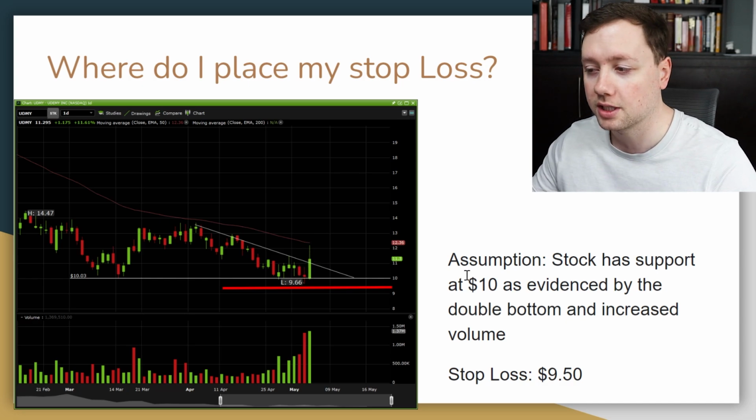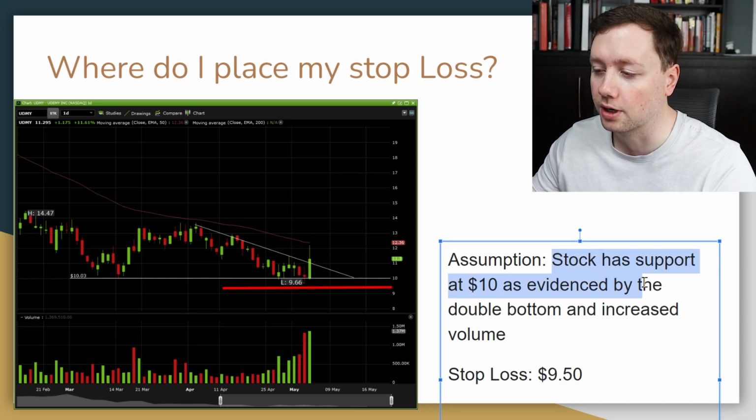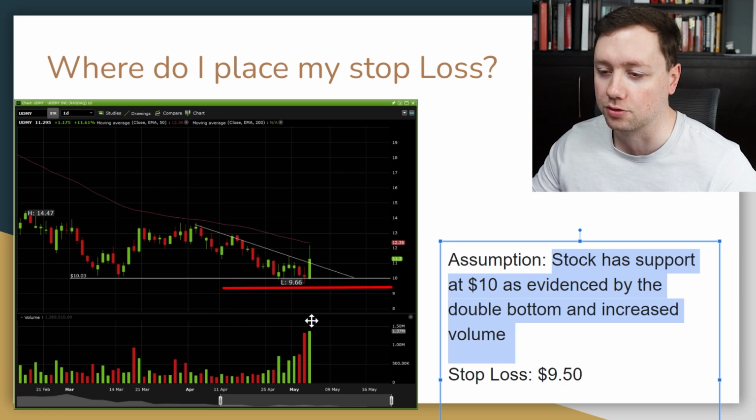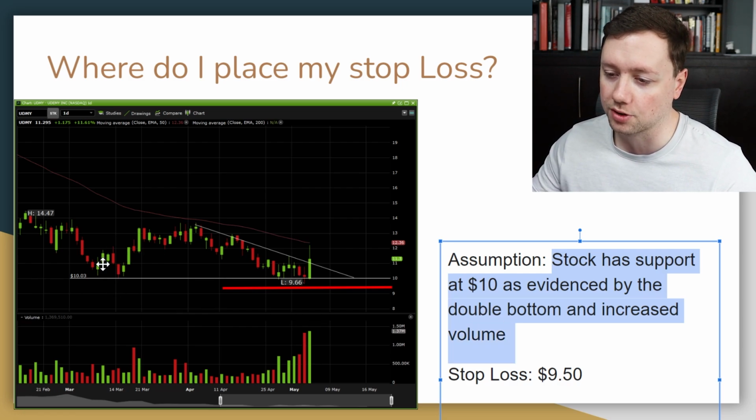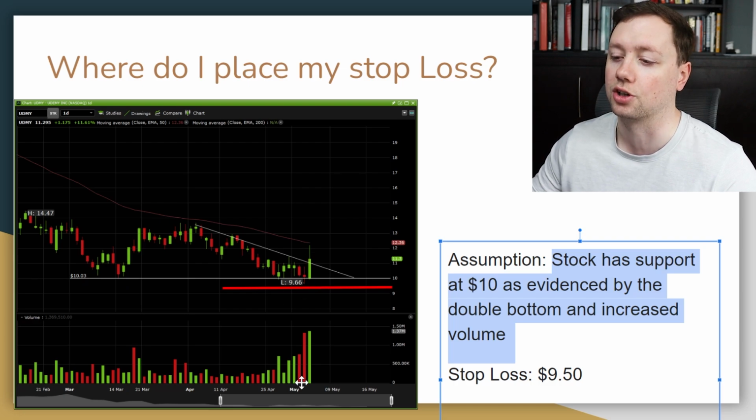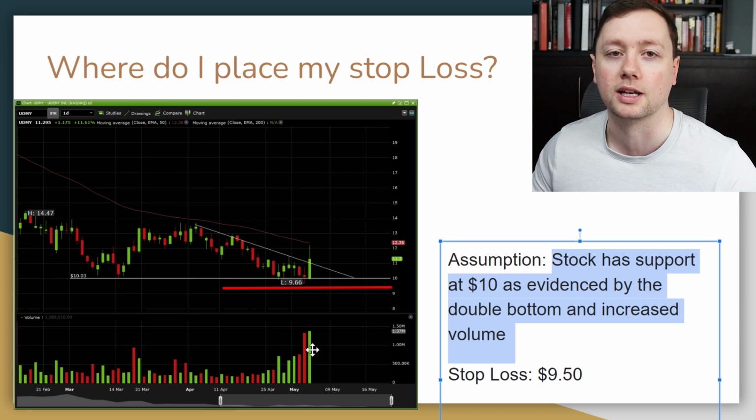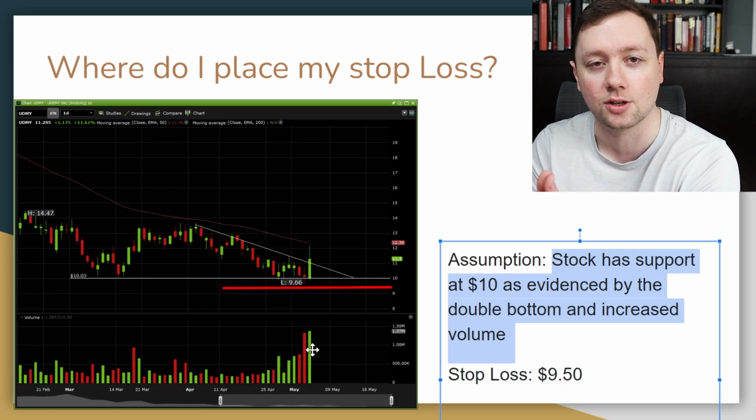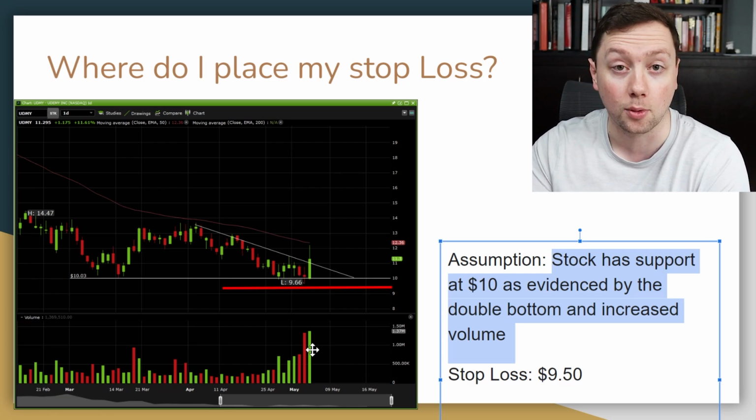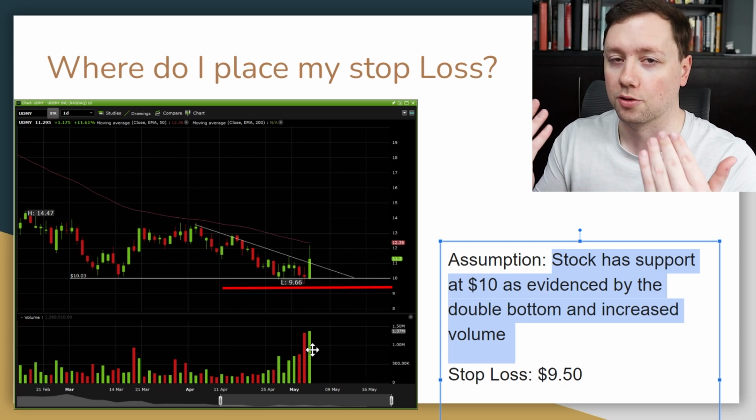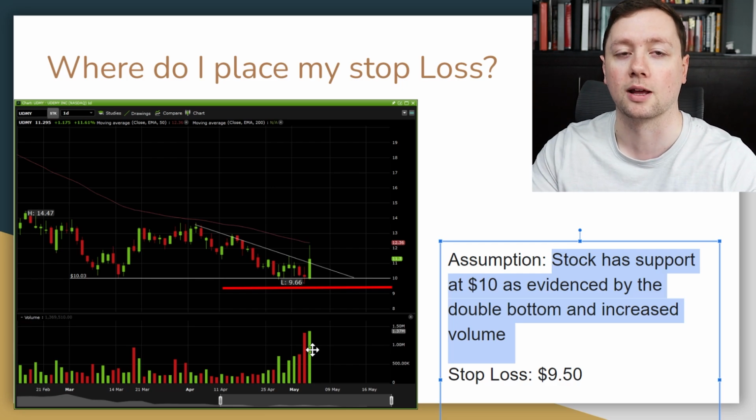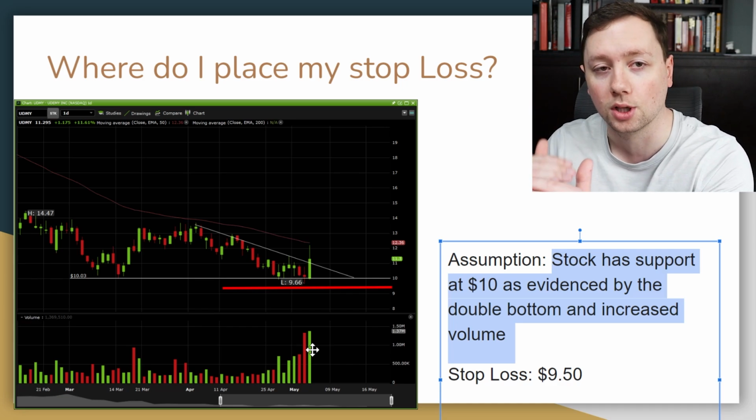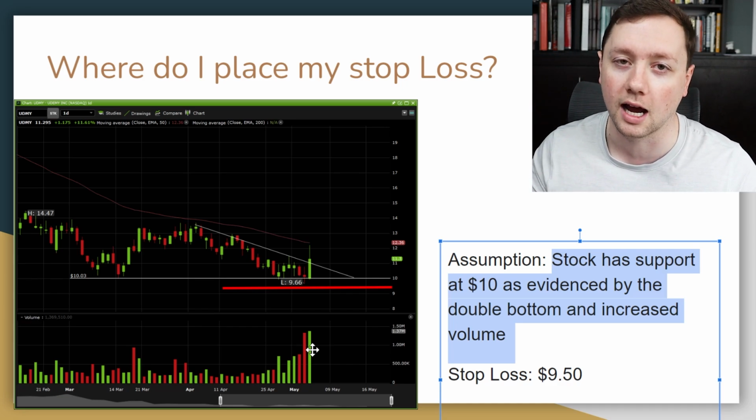Now, my assumption here is that the stock has support at $10 as evidenced by the double bottom and the increased volume. The first bottom was right here in March, the second bottom just occurred, and we have increasing volume right now. And so what I am thinking in my head is that buyers are stepping in at $10 and they are acting as support at $10. And so for me, that is my assumption. And when that assumption is wrong, or in other words, when the stock crosses below $10, that's when I want to get out of my position.